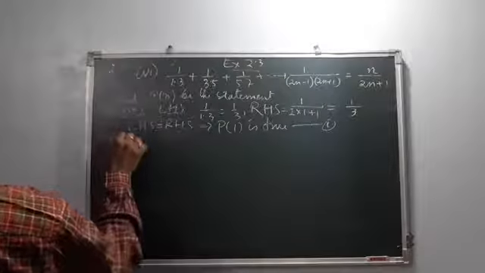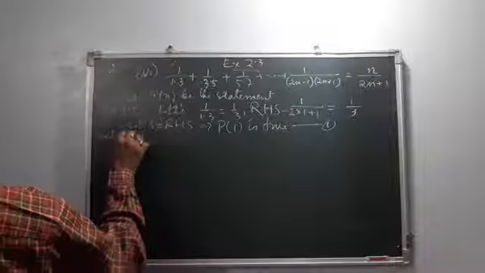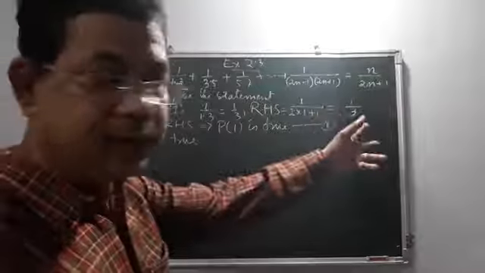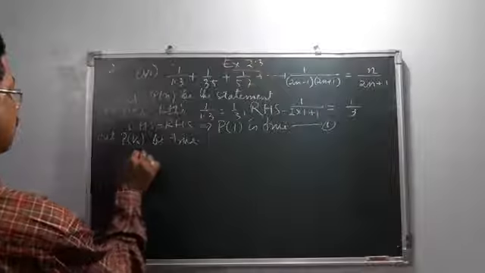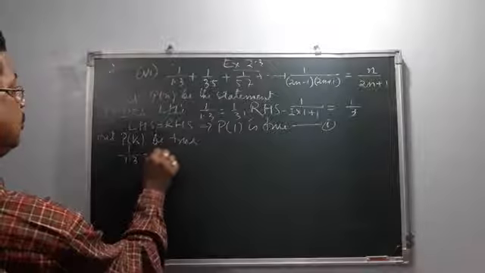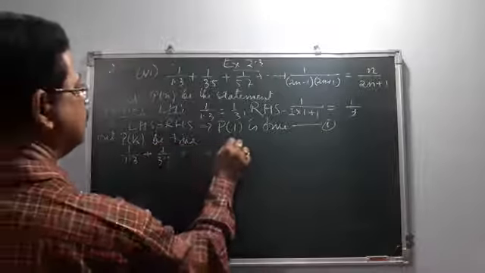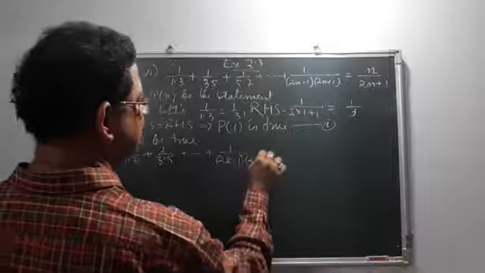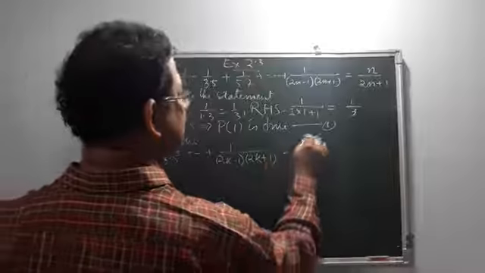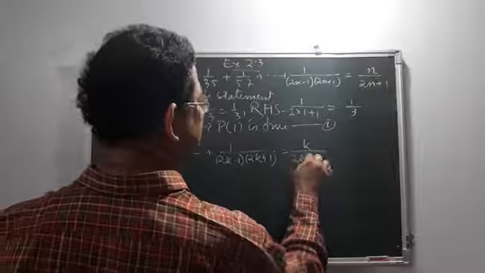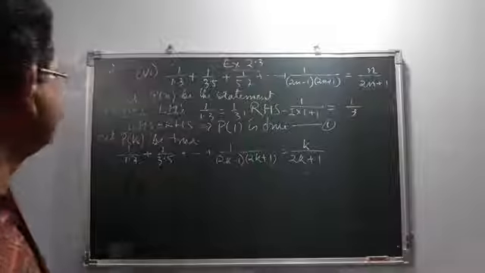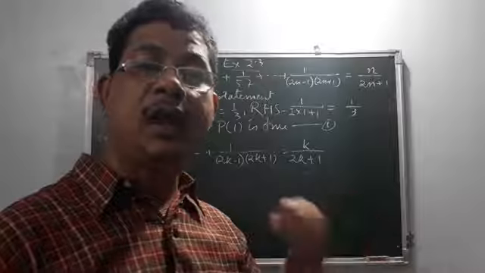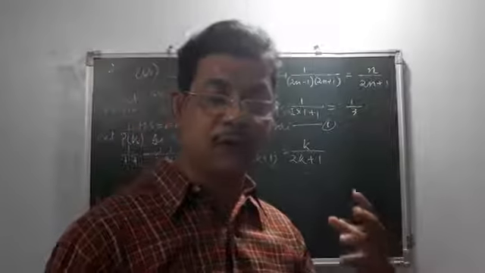Let P(k) be true. If we replace n by k, then our statement will be 1 by 1.3, 1 into 3, plus 1 by 3 into 5, and in this way the last term is 1 by (2k minus 1)(2k plus 1), is equal to k by (2k plus 1). Now students, P(k) we have taken, suppose it is true, and the target is to prove that P(k plus 1) is true.